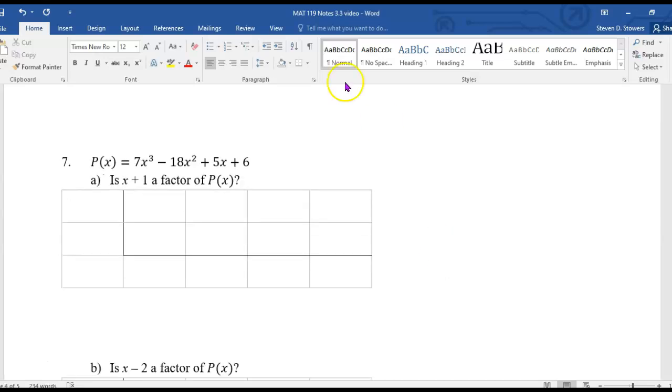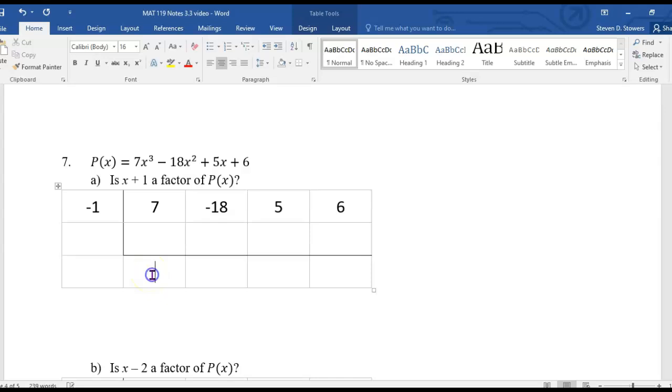Next example, P of x equals 7x cubed minus 18x squared plus 5x plus 6. Is x plus 1 a factor of P of x? Well, what do we put out in front? We're dividing by x plus 1, so the number that goes out here is negative 1. And then we've got 7 and negative 18 and 5 and 6.